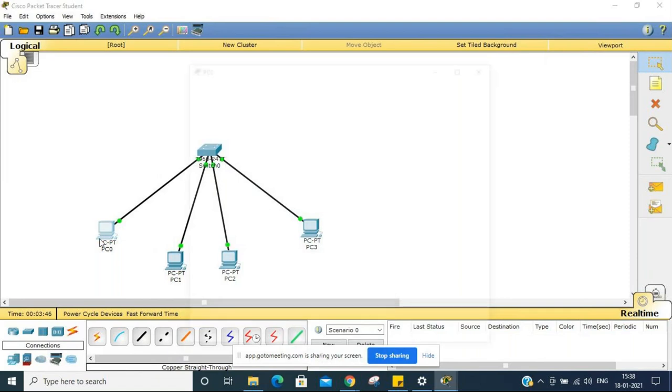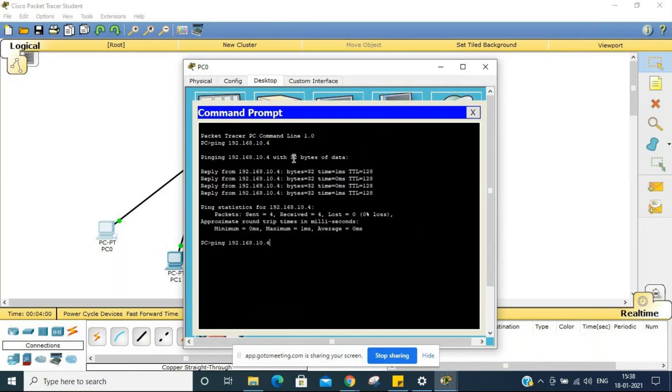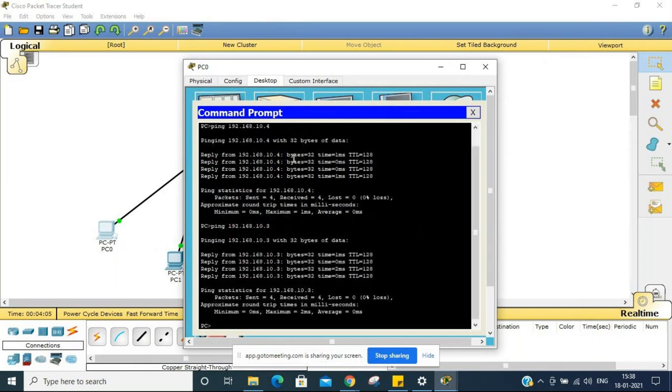Done. Check for the ping. Super, it's pinging. Okay. This was just a demonstration of the basic lab for you, Hitesh.